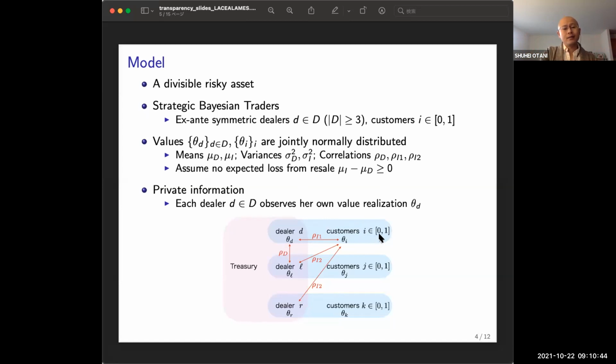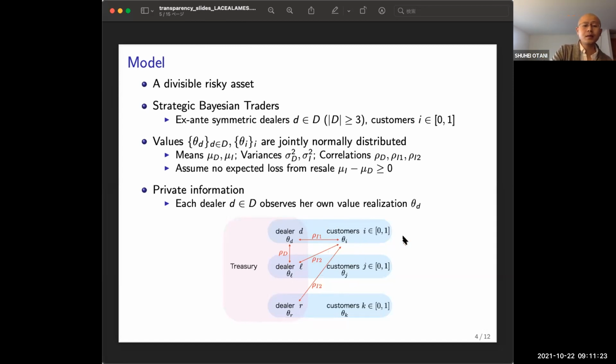Okay? And that makes the correlations the key primitive to my results, because they control how the private dealers' private information is informative from the customer's point of view. While keeping the symmetric structure, I can allow some extent of degree heterogeneities in correlation. So rho D is the correlation between dealers, and most importantly, rho I1 is the correlation of the customer's valuation with the counterparty dealer's valuation. And rho I2 is that with other non-counterparty dealers' valuations.